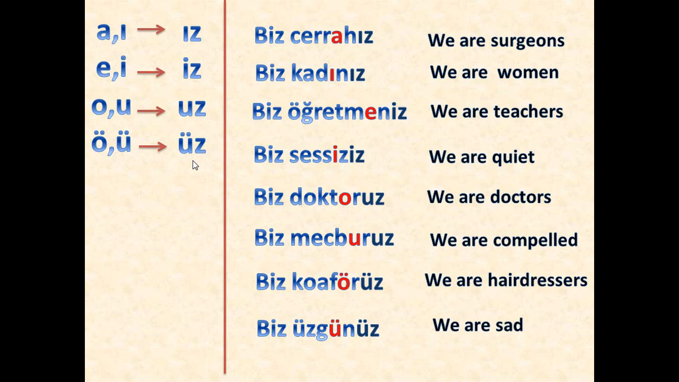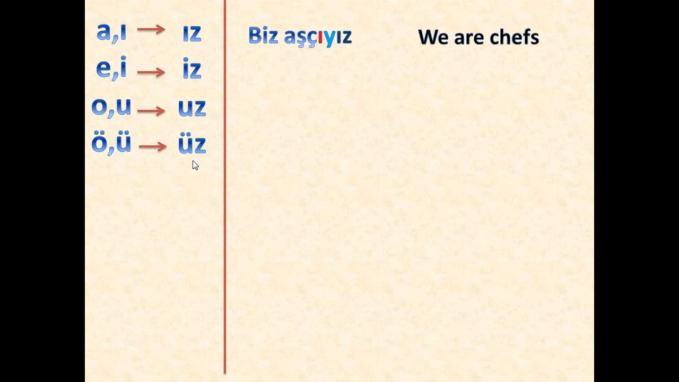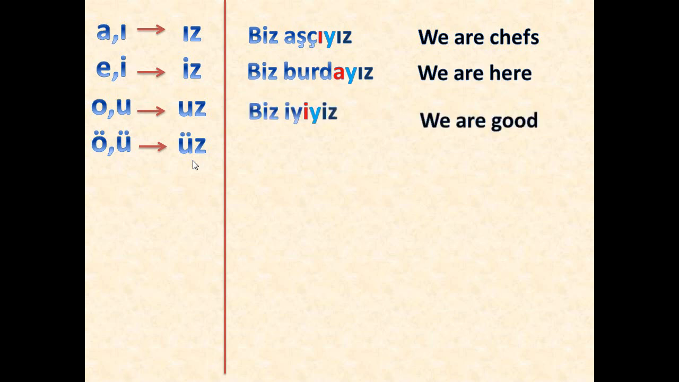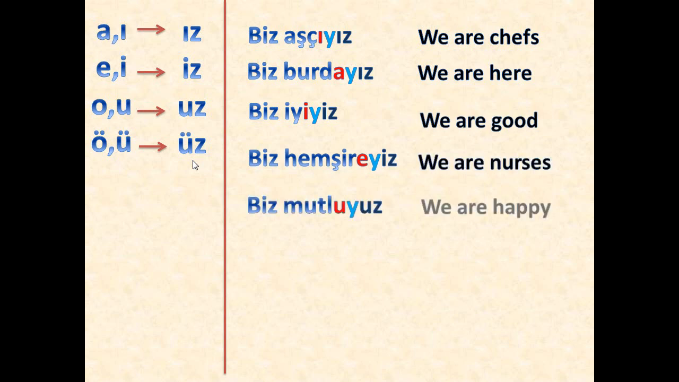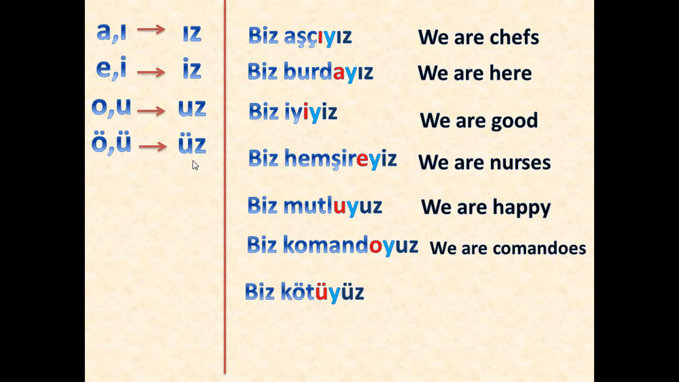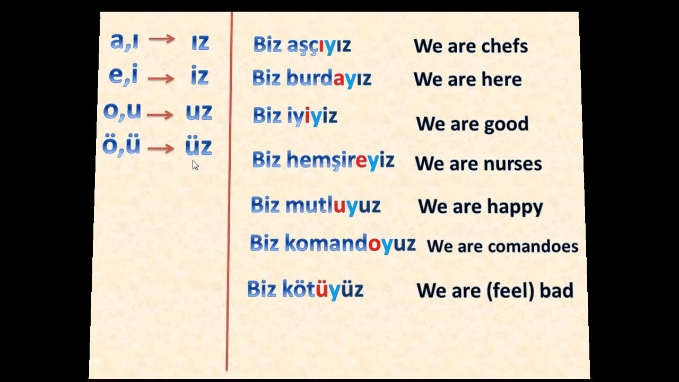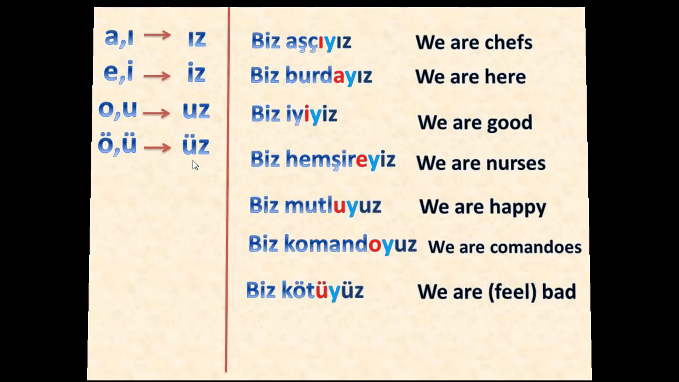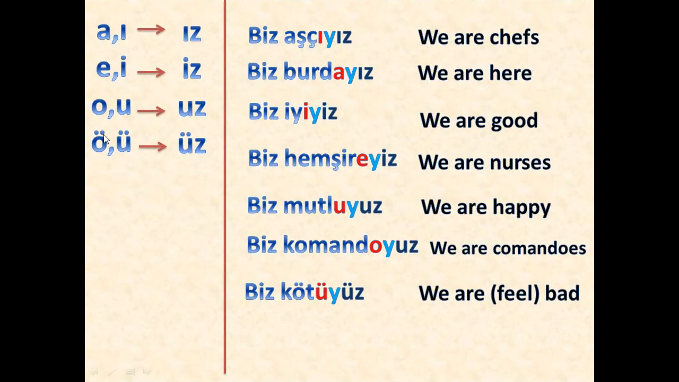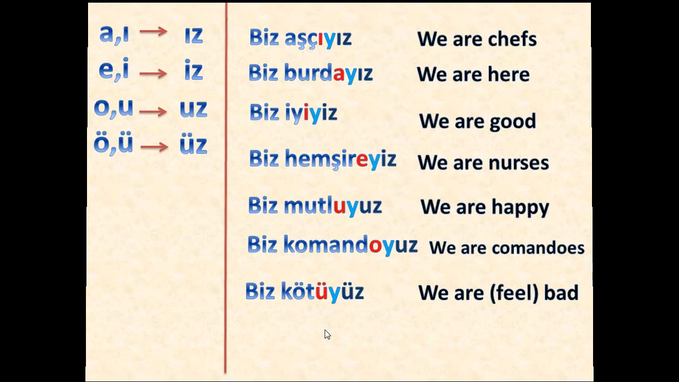Okay. Now, other examples will be with the ones which end in a vowel. Biz aşçıyız, we are chefs. Biz buradayız, we are here. Biz iyiyiz, we are good. Biz hemşireyiz, we are nurses. Biz mutluyuz, we are happy. Biz komandoyuz, we are commandos. Biz kötüyüz, we are or we feel bad. Okay, as you see, I couldn't find a word which ends in ö. So nothing to do, we just don't have an example for this one.